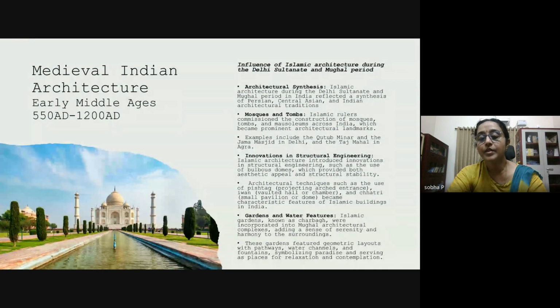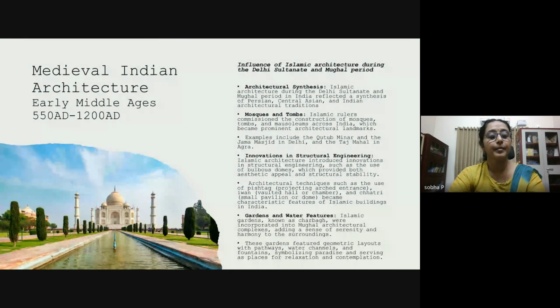And in structural engineering, innovation happened during this period, and how structural stability can be attained through such constructions was something that happened during this period. And architectural techniques like the use of projecting arched entrances, vaulted walls, and also the small pavilion or the dome became the characteristic features of Islamic buildings in India. And overall, it provided durability and stability over a period of time.